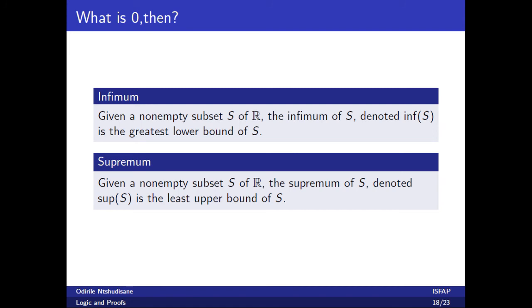This is where the concepts of infimum and supremum come in. Given a non-empty subset S of the real numbers, the infimum of S, denoted inf S, is the greatest lower bound of S. The supremum of S, written sup S, is the least upper bound of S. So, infimum and supremum are related to lower bounds and upper bounds, which, as we saw before, were related to minimum and maximum. So what's the difference?